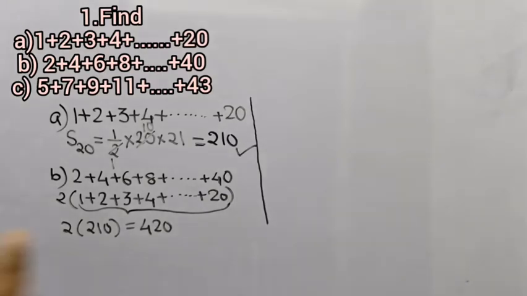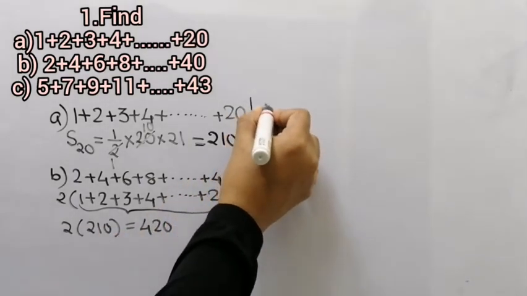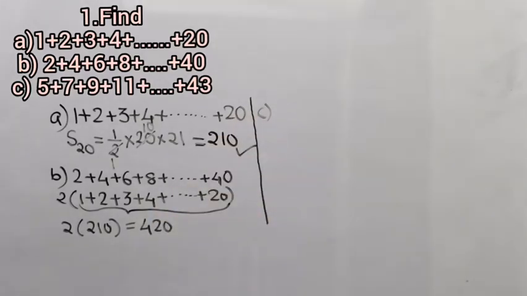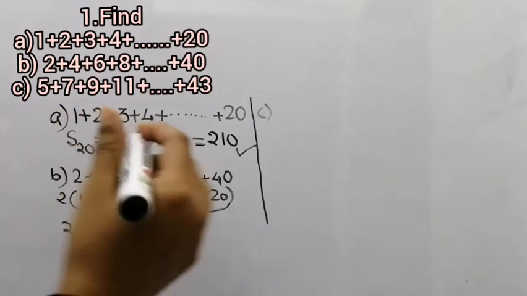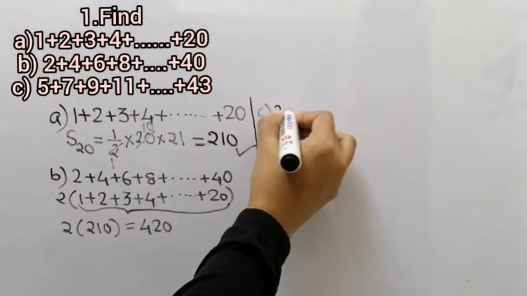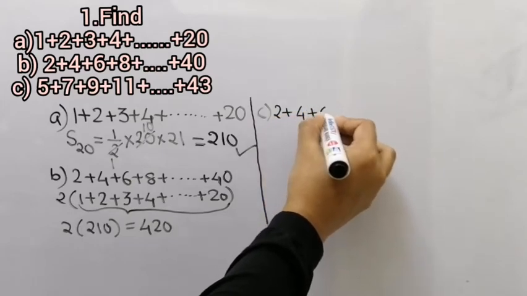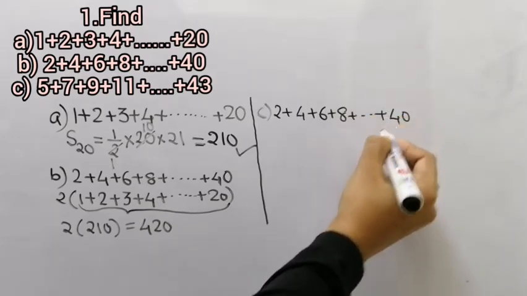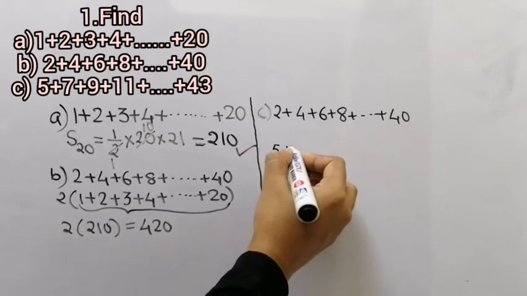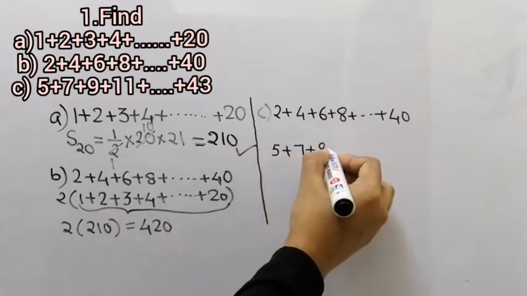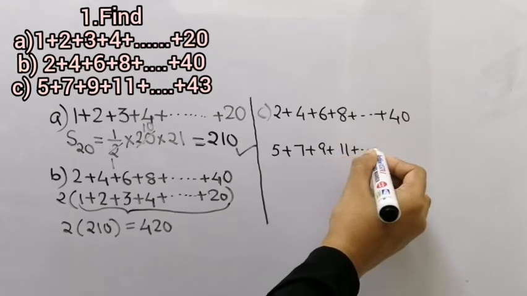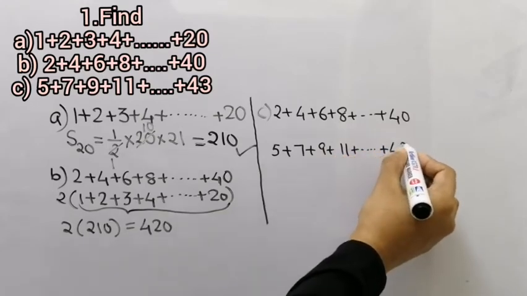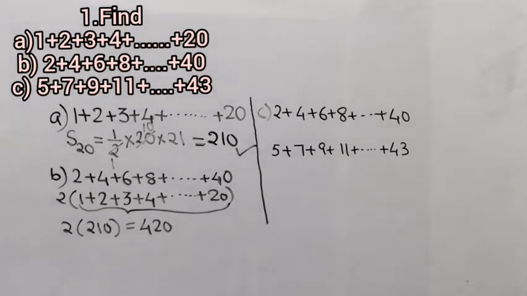Now moving on to the third one. Okay. That is 5 plus 7 plus 9 plus 11 up to 43. So this is better to follow this method. I'll show you the method. Look here. 2, 4, 6, 8 up to 40 we already have. Next one, it is 5 plus 7 plus 9 plus 11 up to 43.